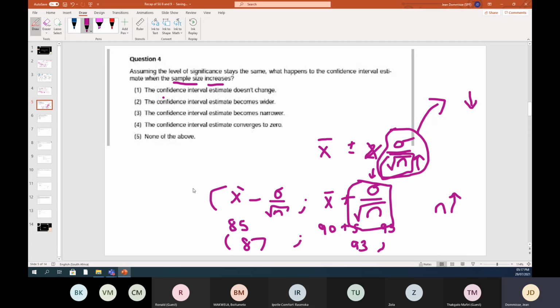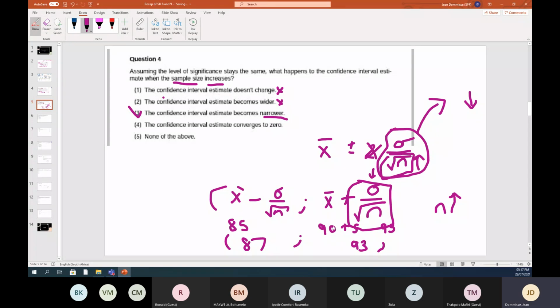So what has happened? Your confidence interval, has it become wider? No, because then it would have said 98 and the lower would have been 82. So it's definitely not wider. It definitely did change. What happened? The confidence estimate becomes narrower.